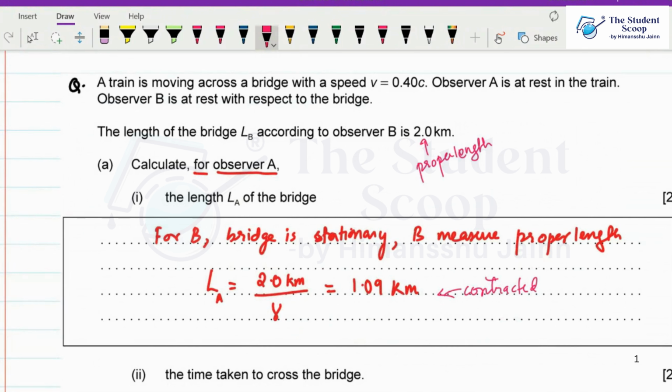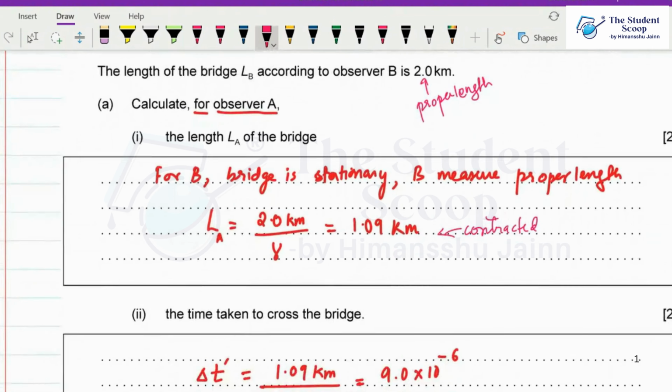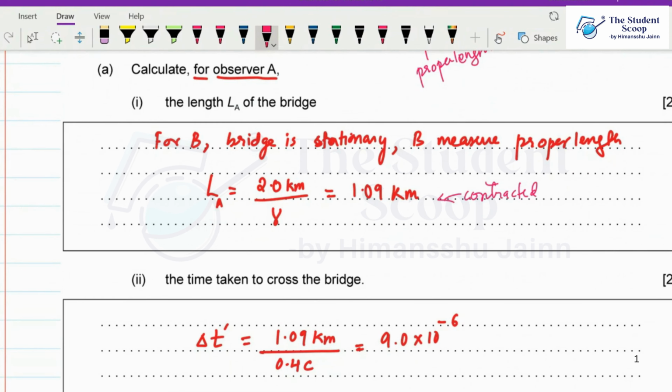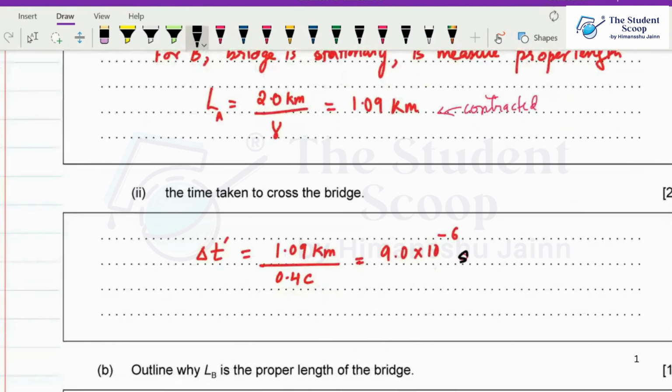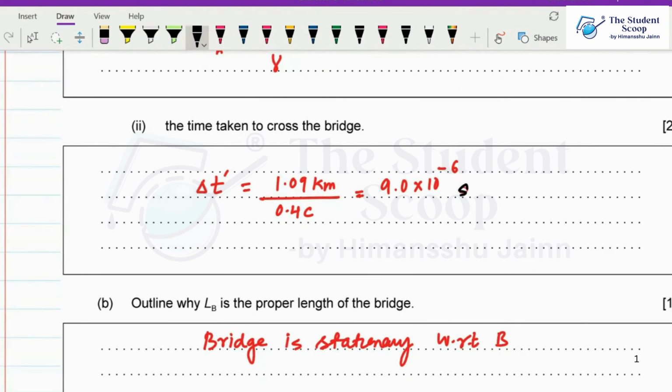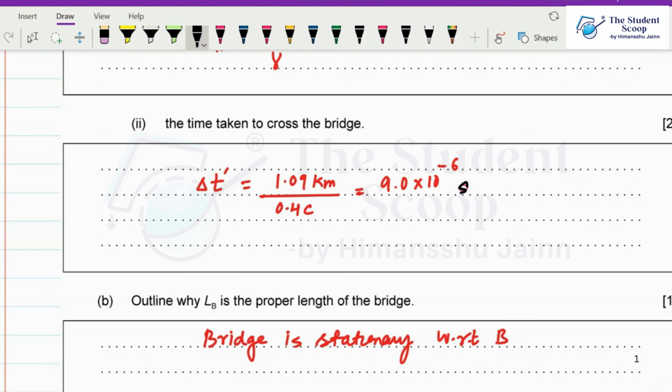How much time is taken to cross the bridge according to observer A? Observer A knows that its speed is 0.4c, and it knows that the length of the bridge is 1.09 kilometers according to it. So we just do distance over speed, because there is no need to calculate relative velocity. We know the length from the perspective of A and the speed of A, so we can calculate the time directly, and we get 9 times 10 raised to minus 6 seconds. B is stationary because the bridge is stationary with respect to B, so LB becomes the proper length.